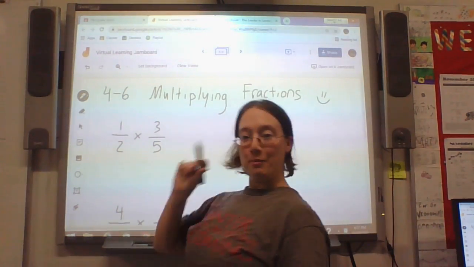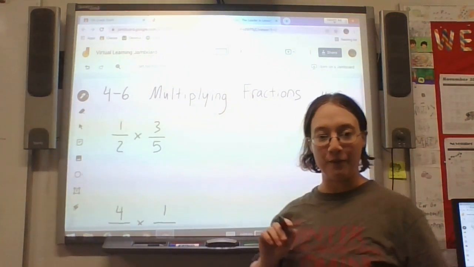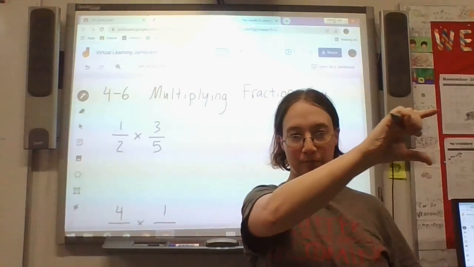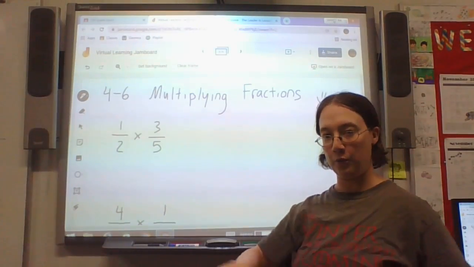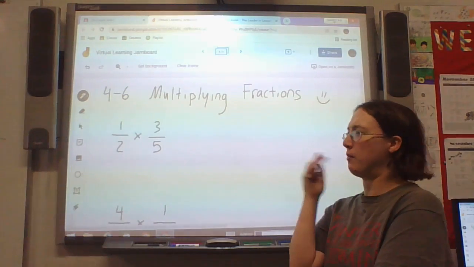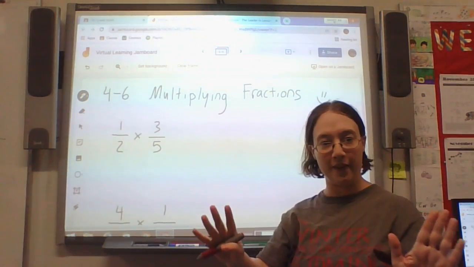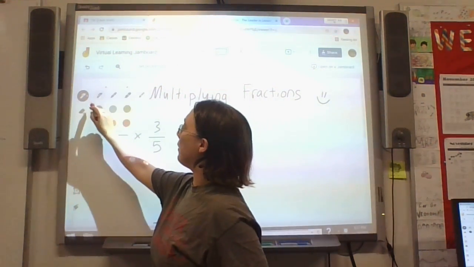Nothing too complicated going on here, because if we're multiplying fractions, we're just multiplying the tops and we're multiplying the bottoms. So nothing fancy going on with, oh, do we need to flip something? Do we need to get a common denominator? None of that. We're multiplying the tops and we're multiplying the bottoms.